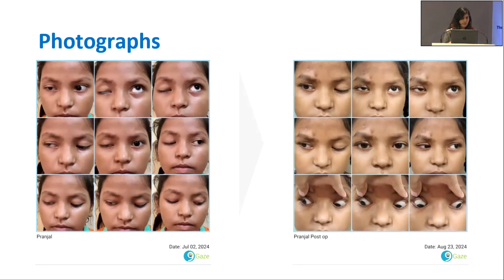So on the left side are the pre-op images, in which we can see right eye severe ptosis. On dextroversion, there's ptosis in the left eye. On levoversion, there's correction of the ptosis in the left eye. This is the post-op image in primary position. The eyes are aligned and the ptosis is corrected in the post-op images.